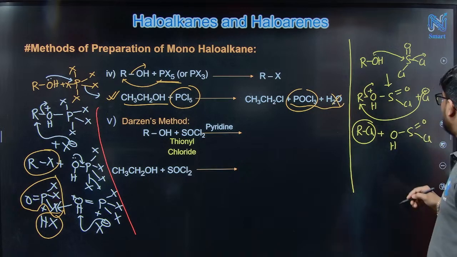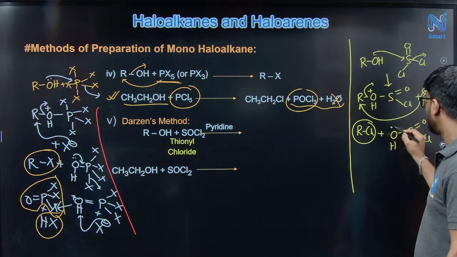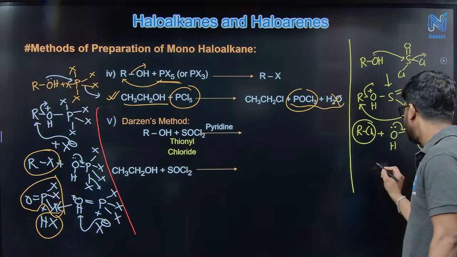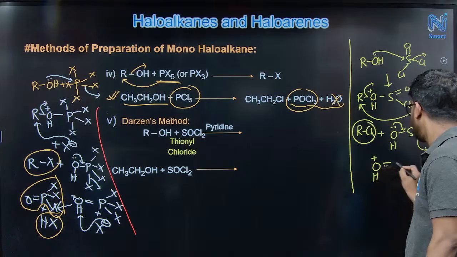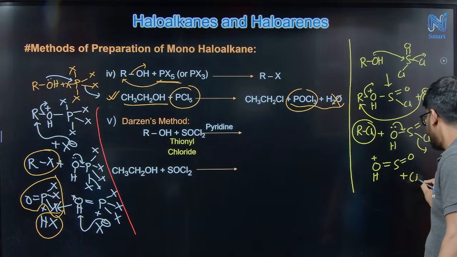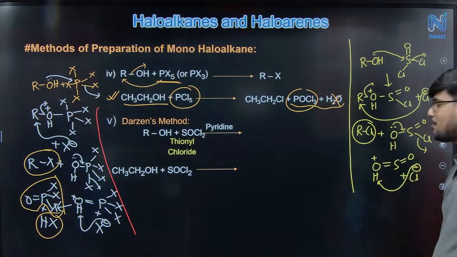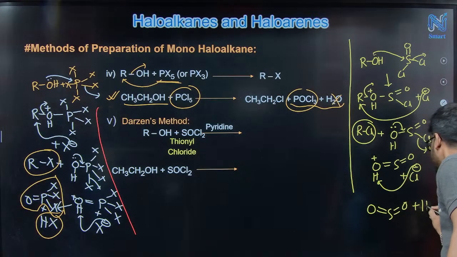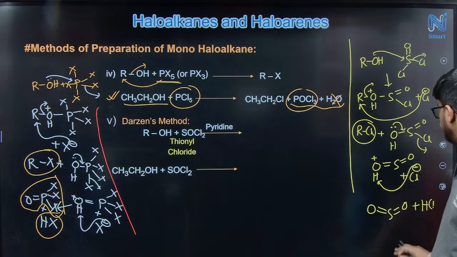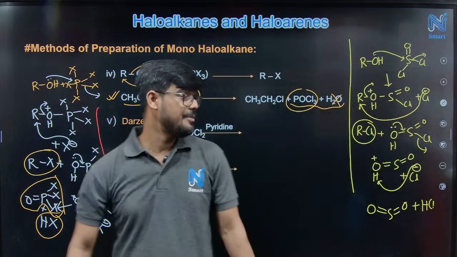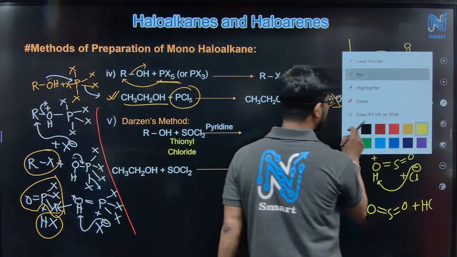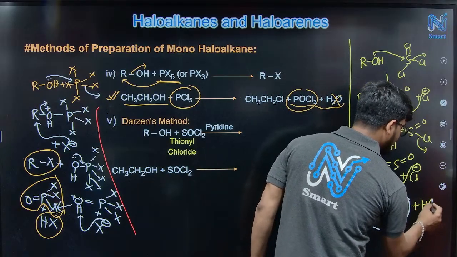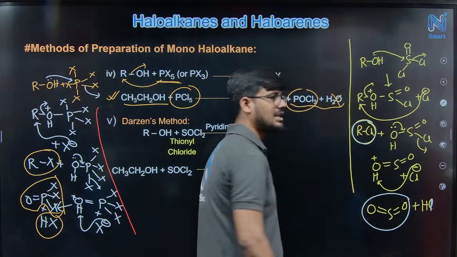Next step, this oxygen has a lone pair, right? It will go, and Cl minus will be released. So that means O, H, plus S double bond O, plus Cl minus. Now this Cl minus will take this proton, so you will get O double bond S double bond O plus HCl, correct? So what will be our byproduct in this case? SO2 and HCl. So here we have HCl, and this is our main product, RCl, correct?